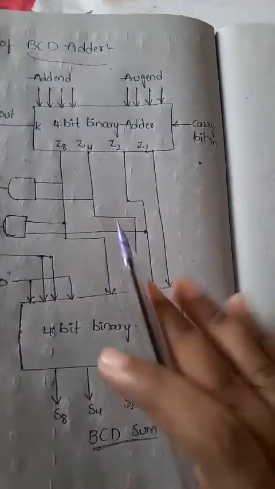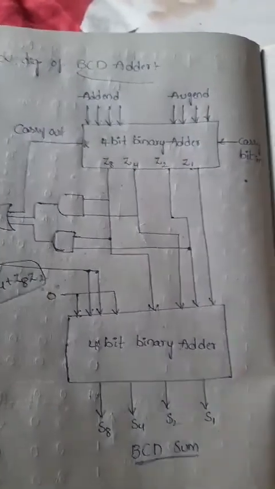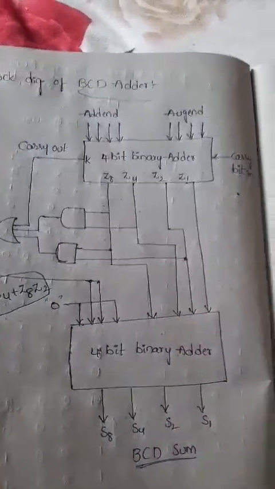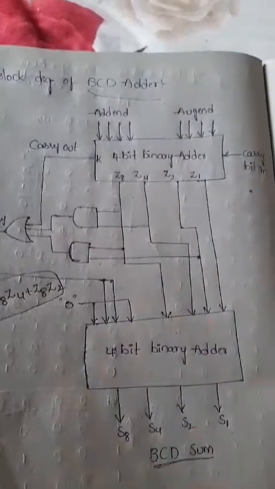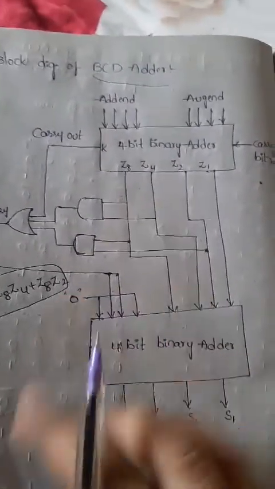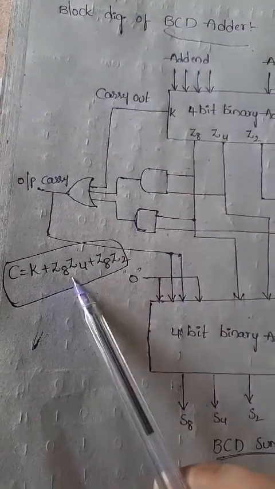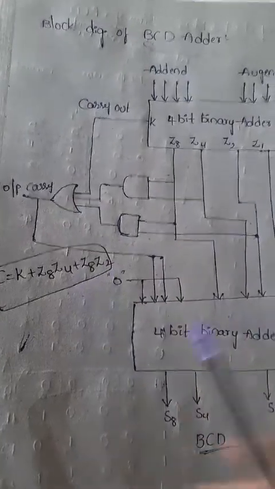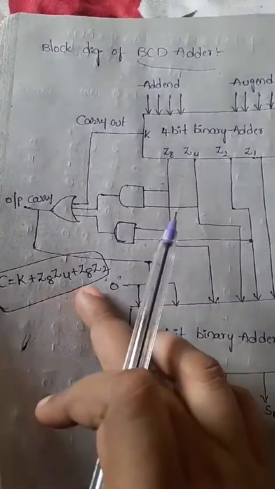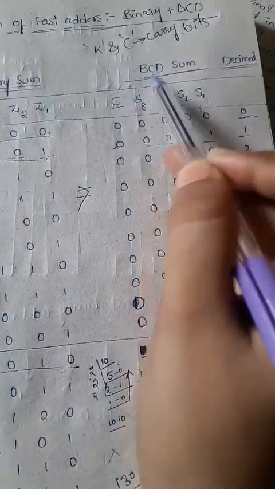So here, in order to find out this BCD adder or BCD sum, with the help of this diagram we can understand this. First, how can we find out this BCD sum? First of all, take this formula, that is nothing but C equals K plus Z8 Z4 plus Z8 Z2. Already I explained what the Z values are, what K is and what C is. The Z values will be represented by binary bits, the K value will be represented by the carry of the binary bits, and C will be represented by BCD.